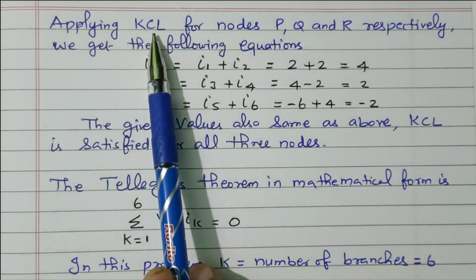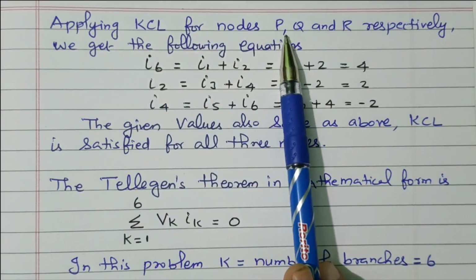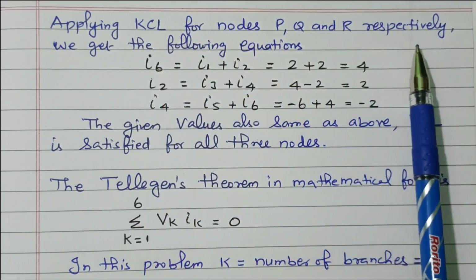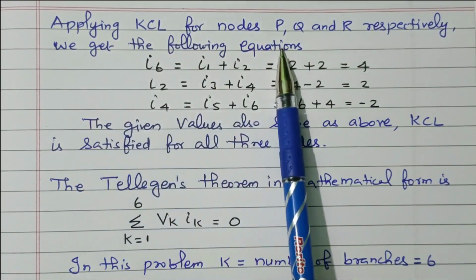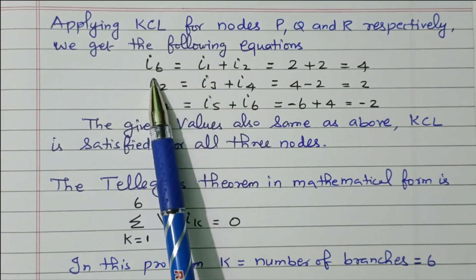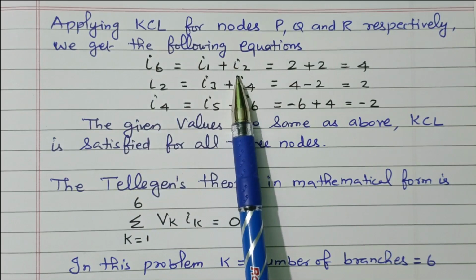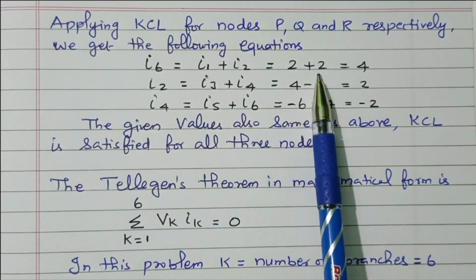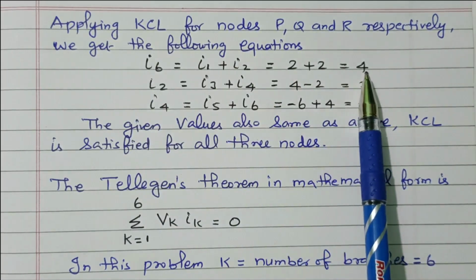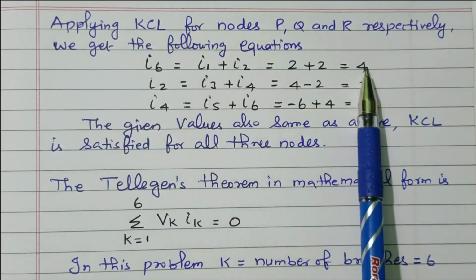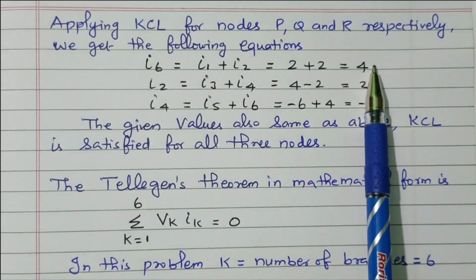By applying KCL, Kirchhoff's current law, for the nodes P, Q and R respectively, we'll get the following equations. We already discussed I6 equal to I1 plus I2. That is, I1 is 2 amperes, I2 also 2 amperes, that is equal to 4. So I6 is 4 amperes. So we'll check with the given value.